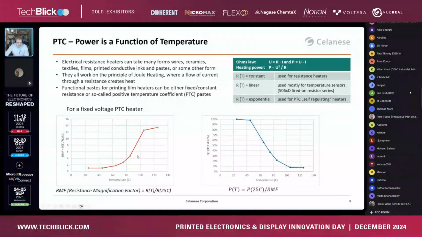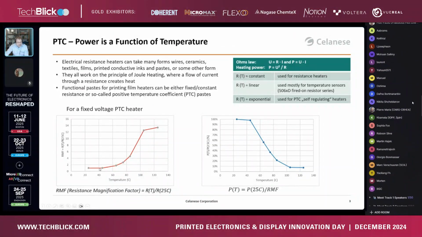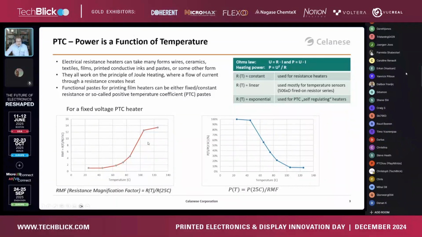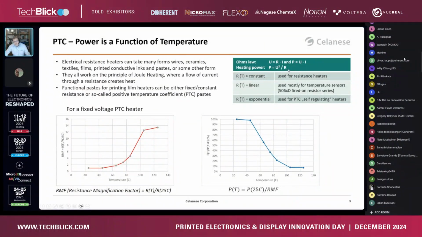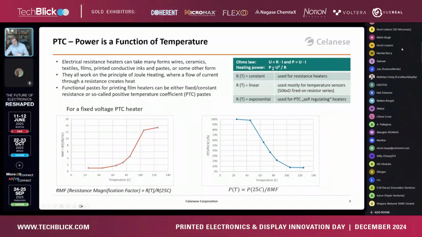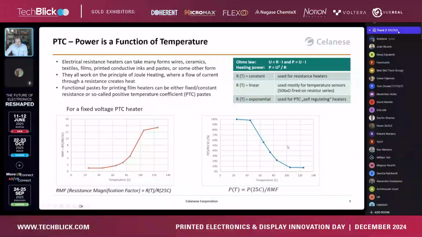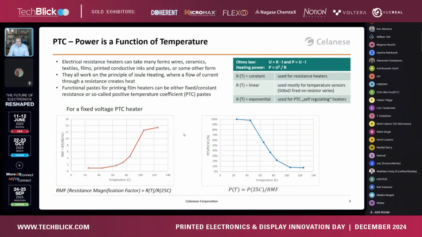So the resistance is increasing exponentially with the temperature. When current is flowing through, it's heating up, and then the resistance goes up, and due to Ohm's law, with the resistance going exponentially upwards, the power goes in the other direction. So the heating power goes down with the temperature. And this effect in the end gives self-regulation, so that it reaches, in the wished case, and I come to this later, an equilibrium temperature. That is what we're aiming for.